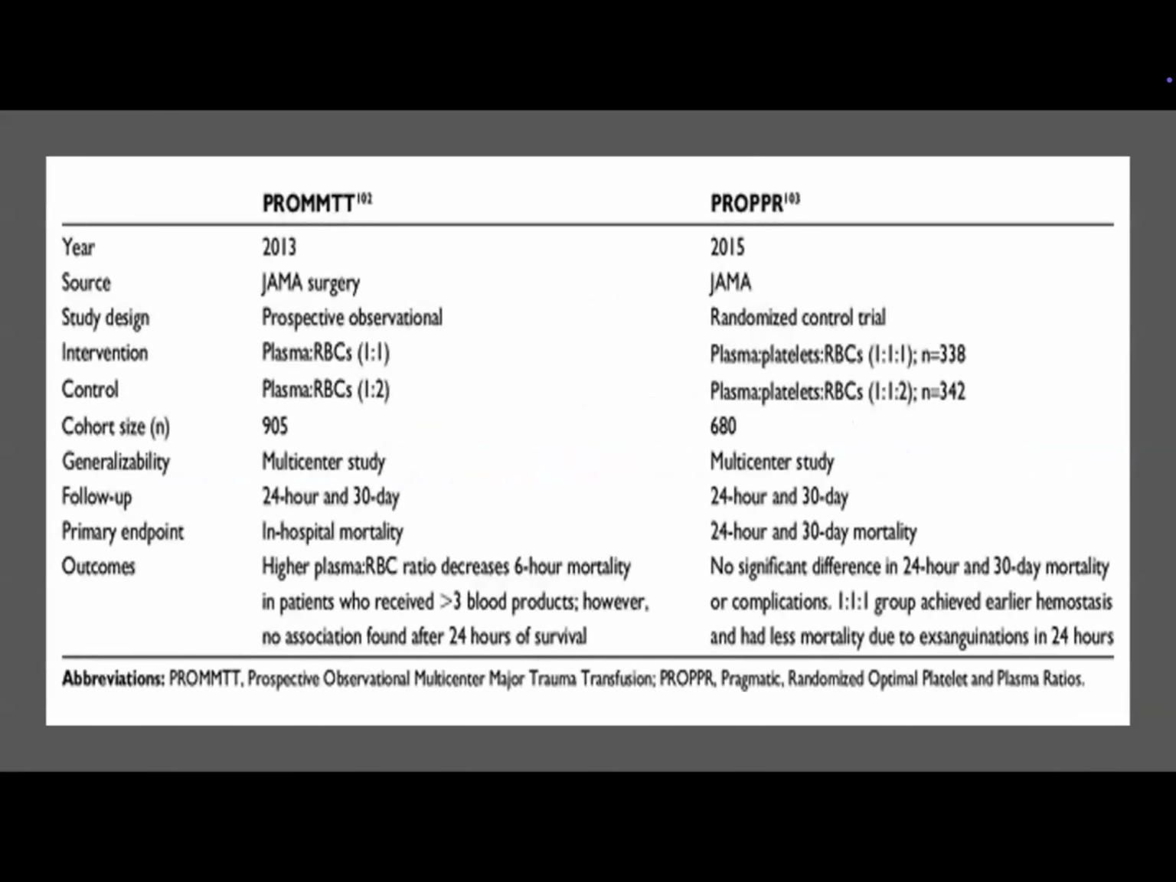So coming to fixed ratio administration. Initially we got a prospective observational trial, the PROMMTT trial. It showed us that 6-hour mortality was lesser and everything. So what have we been taught? Observational study, lot of confounding factors. We cannot take it at its face value. So we will ignore the PROMMTT trial.